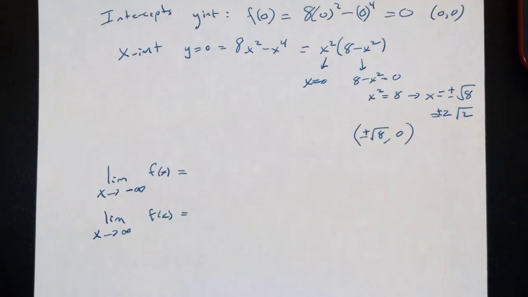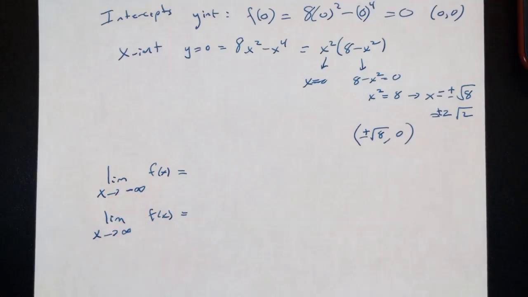8x squared minus x to the fourth. As x gets bigger and bigger, which of those two numbers, 8x squared or x to the fourth, is going to be bigger? The x to the fourth is going to be a lot bigger, right? And that's being subtracted. So when x is really, really big, I should be going down. When x is really, really big negative, what should be happening?